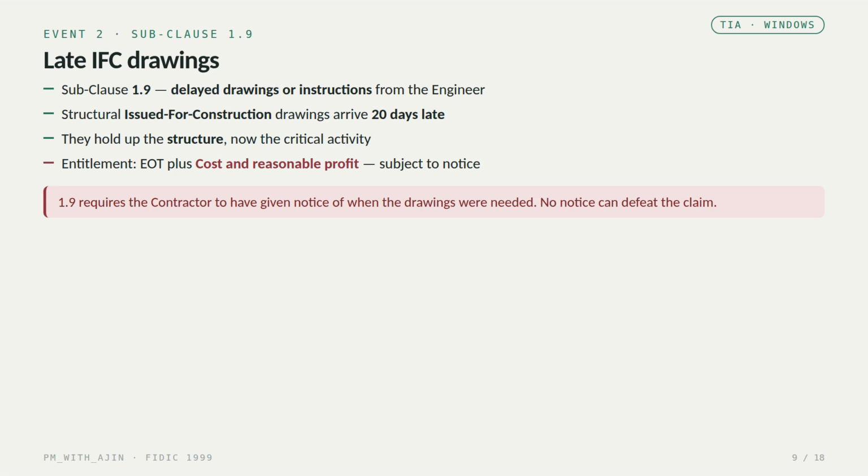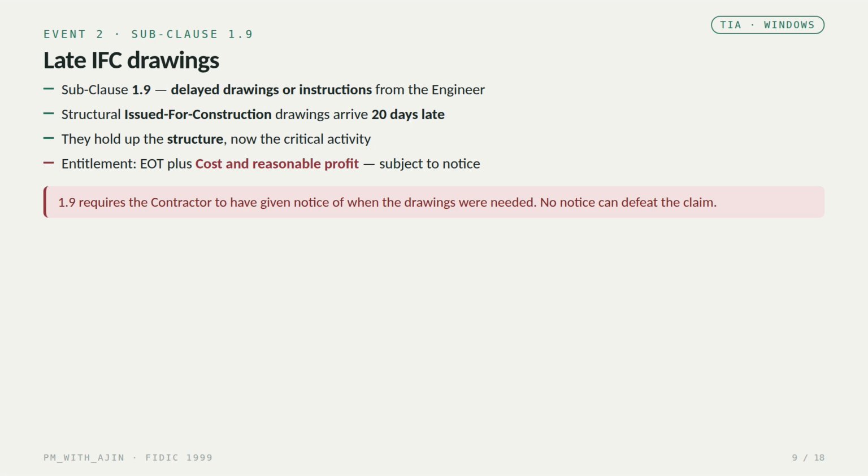Event 2, late issued for construction drawings, under subclause 1.9, delay drawings or instructions. Here the structural IFC drawings arrive 20 days late and they hold up the structure, which by this stage is the critical activity. The entitlement is again an extension of time plus cost and reasonable profit. But there's an important condition. 1.9 only bites if the contractor gave notice of when the drawings were actually needed and by when.